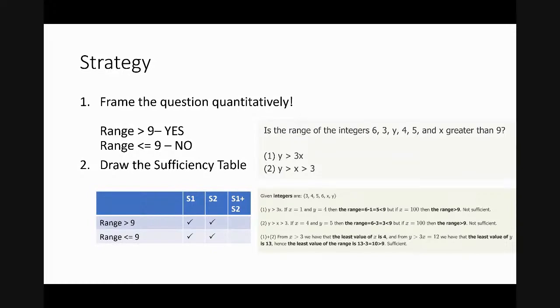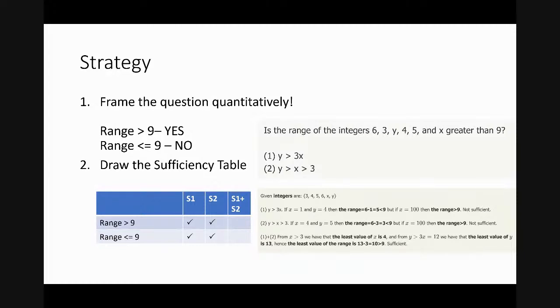So now I need to move on to taking both the statements together. If I take both statements together, I have x is greater than 3. In that case, because it's an integer, the smallest value that x can take is 4. And now because y is greater than 4 times 3, so 12, the smallest value that y can take is 13 because they're all integers.